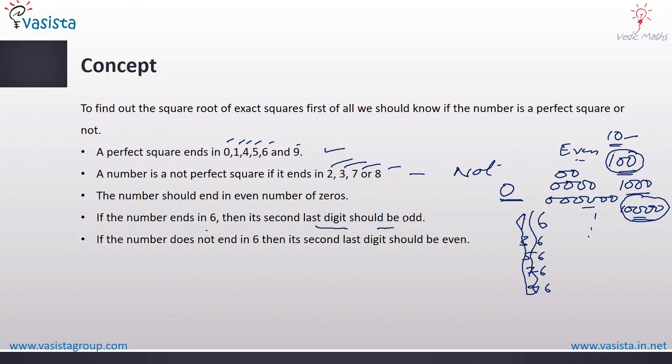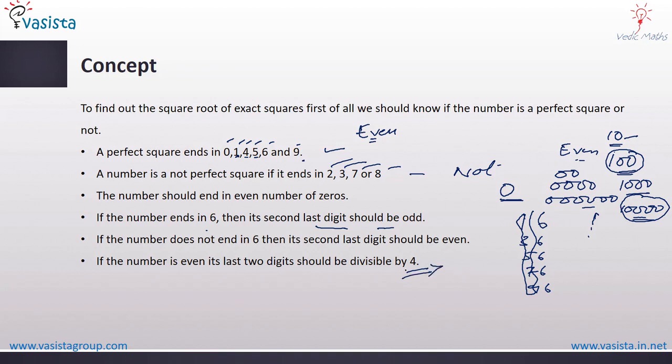Next, if the number does not end in 6, then its second last digit should be even. Suppose it ends in 1, 4, 5, 9, then the second last digit should be even. These are all the conditions you should know before proceeding further to find the square root. If the number is even, its last two digits should be divisible by 4. These are the points you should know. Let us go with this.